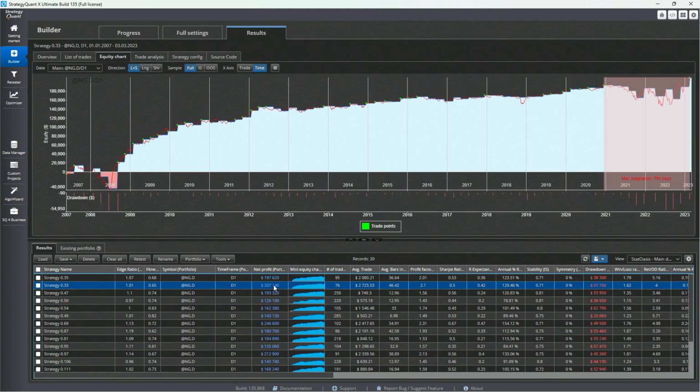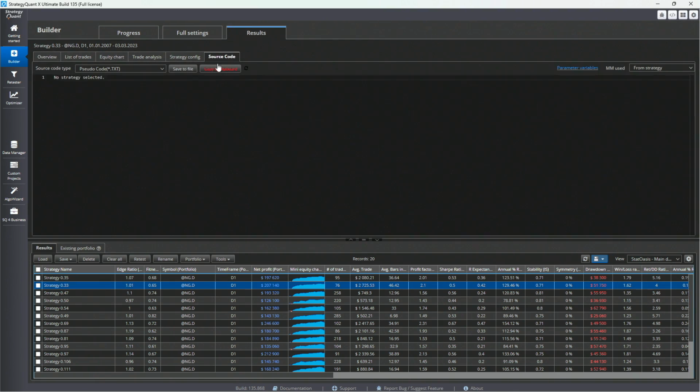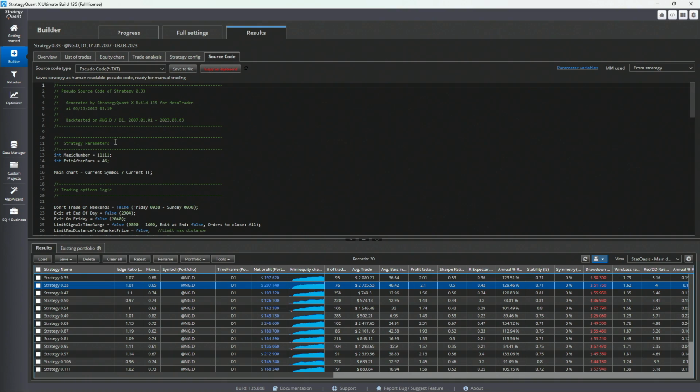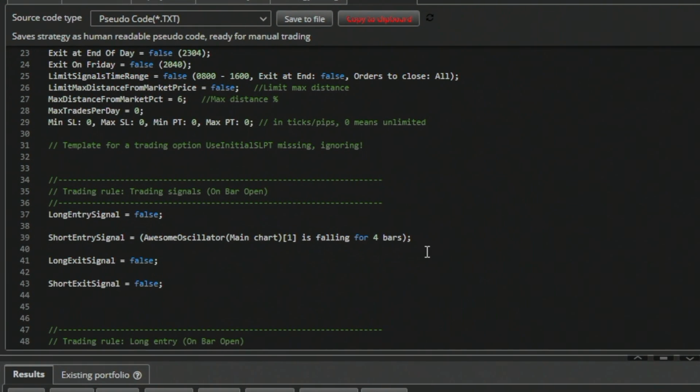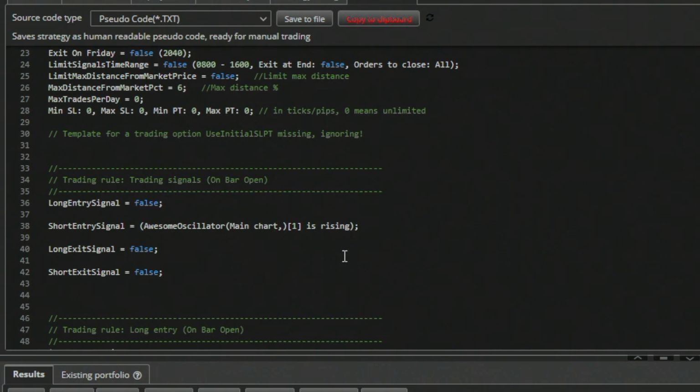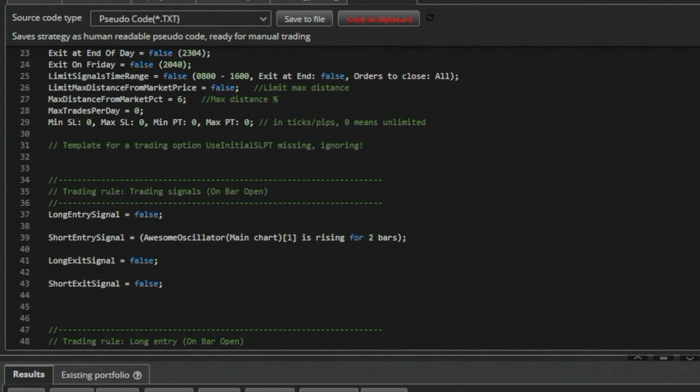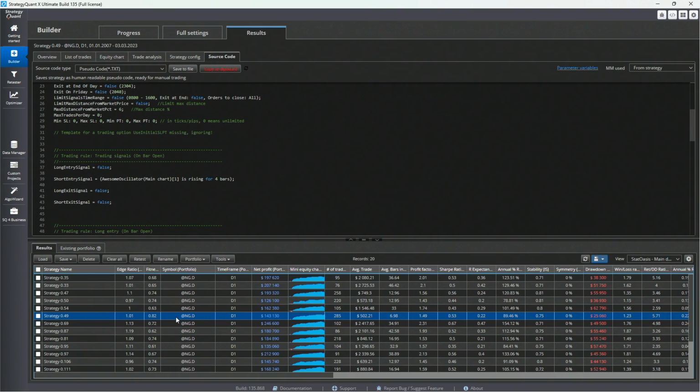Remember, all these are single condition, and we can check this. If we go to source code, pseudocode, let's look at the entry. Awesome Oscillator is falling for 4 bars. That's it. It's one condition using Awesome Oscillator to enter. All these, so this one is rising. This one is rising for 2 bars. This one is falling for 3 bars. Rising for 4 bars, and so on and so forth.